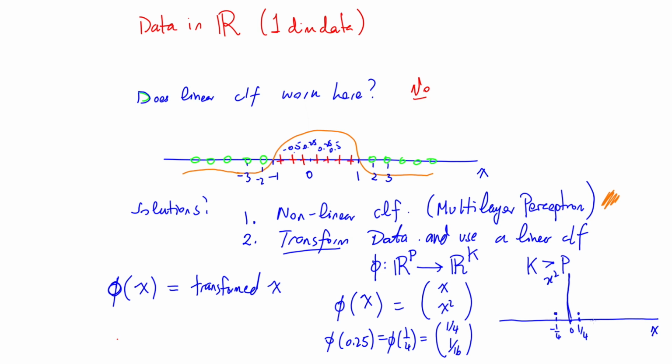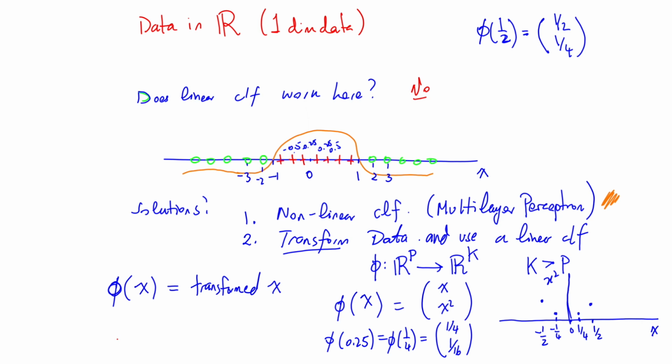What about 1 over 2? Well, that's going to be mapped to 1 over 4. Let me just do it up here. What's phi of 1 over 2? Well, this is going to be equal to the vector 1 over 2, 1 over 4, because 1 over 2 squared is 1 over 4. And similarly, we're going to get negative 1 over 2 being mapped to 1 over 4.